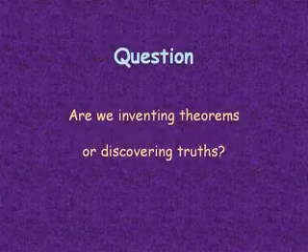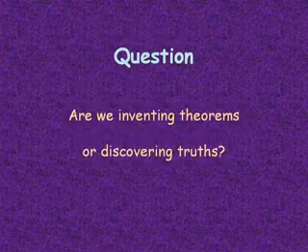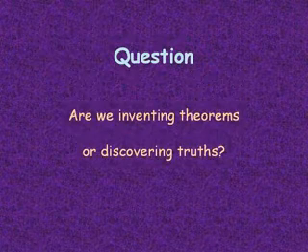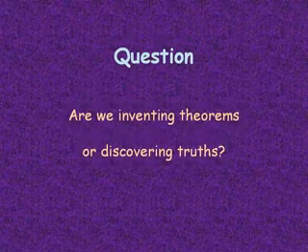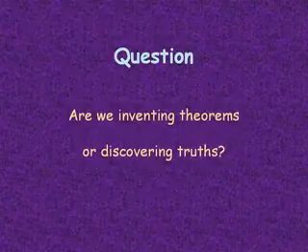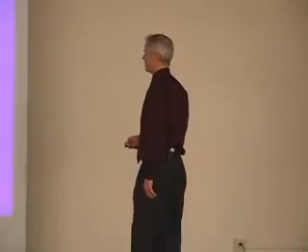So what are we doing here? Are we inventing theorems or discovering truths about these numbers? I mean, this is sort of a question about, are you a Platonist or not? The Platonic thinking is that we're discovering truths. These are numbers. We didn't invent them. They're just sitting there. And whatever you say about them is true or false because that's how they behave. Okay?